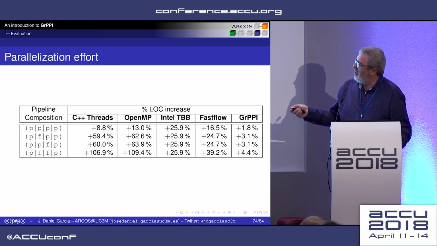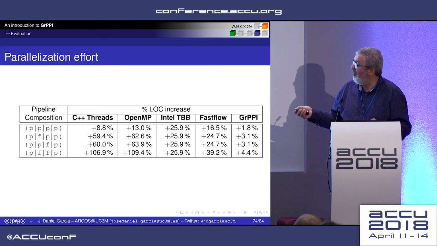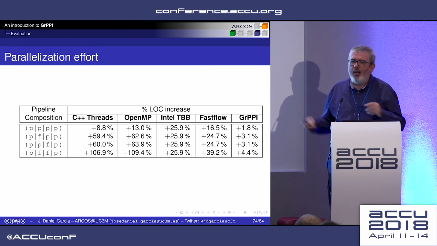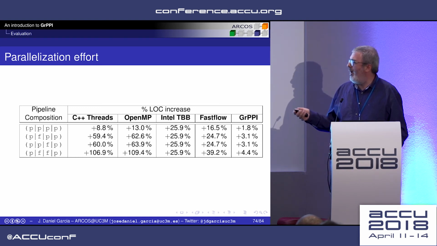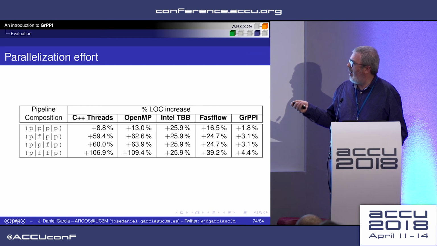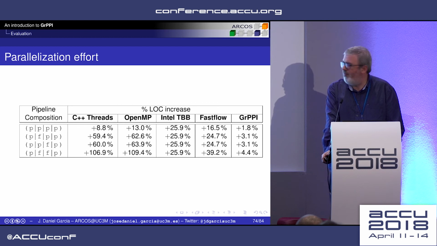The first line is just a normal pipeline. The second line is a pipeline where we have a farm in the second stage. In the third one, we have a farm in the third stage. And in the fourth one, we have a farm in the third and fourth stage. Now, when I write this, spawning my threads and using my queues by hand, obviously I have a big increase in lines because I have to manage my threads and my queues. This boils down to around 60% for one farm, and around 100% for 2 farms.